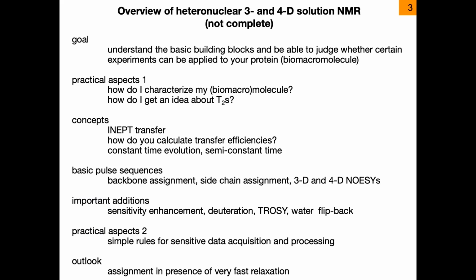We are mostly using heteronuclear transfer between nuclei, and the most important one is INEPT transfer, and how you calculate transfer efficiencies. And then I introduce some concepts of constant time evolution, semi-constant time, and show basic pulse sequences for backbone and side chain assignment, and 3D and 4D NOEs. And then in the end, I show you the additions that make things more effective: sensitivity enhancement, TROSY, and importantly, deuteration.